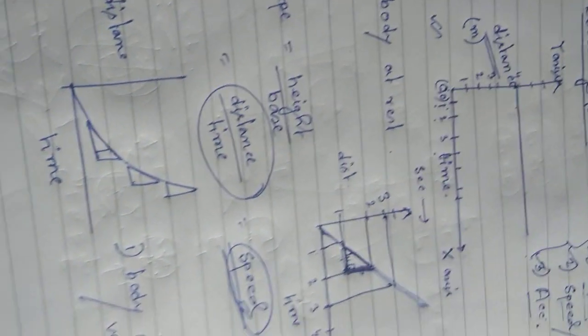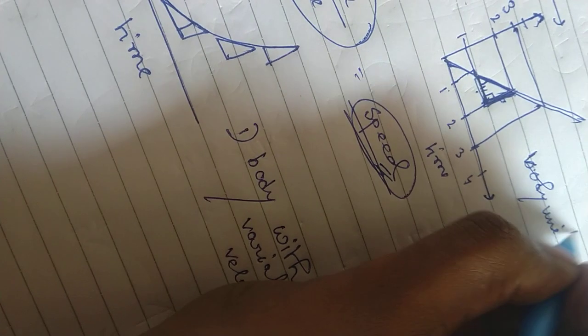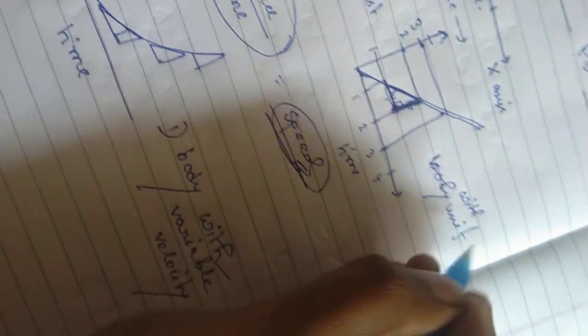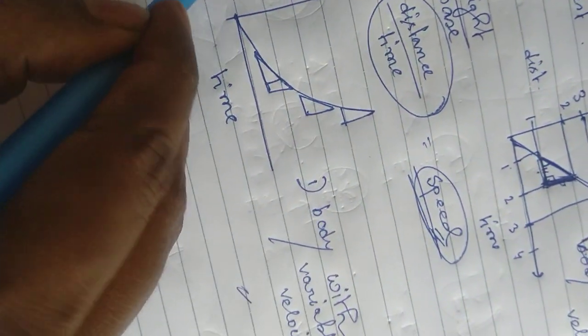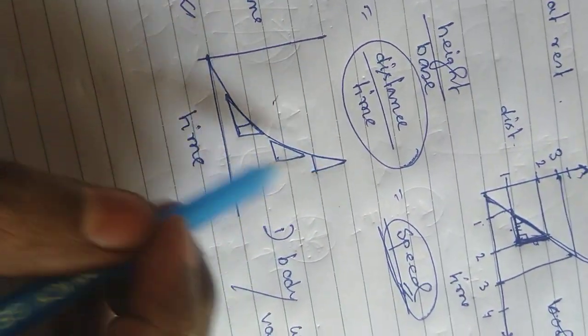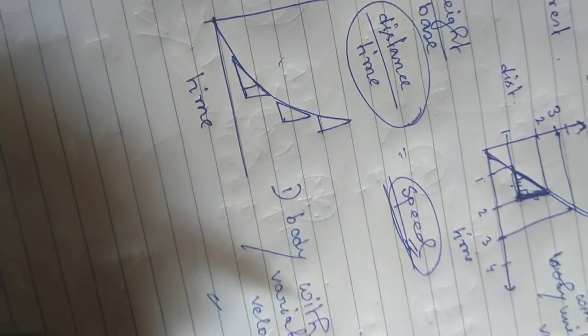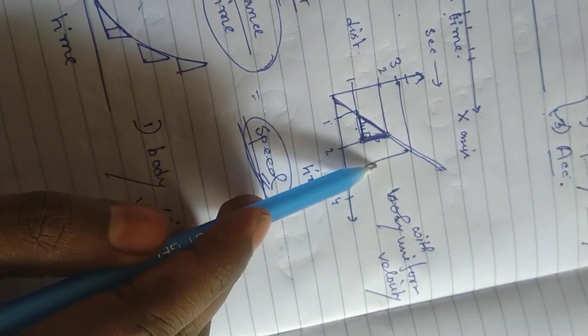So the first one is the body at rest. This is the distance time graph. The second one is called the body with uniform velocity, and the third graph is the body with variable or non-uniform velocity. This curve, the curved line, is the body with variable velocity, and this is the body with uniform velocity.